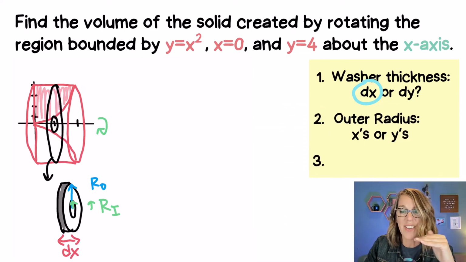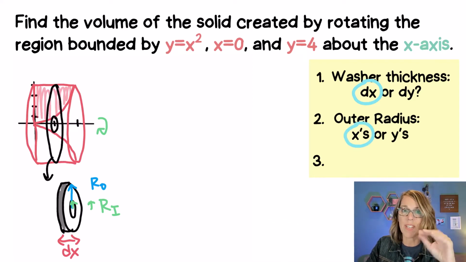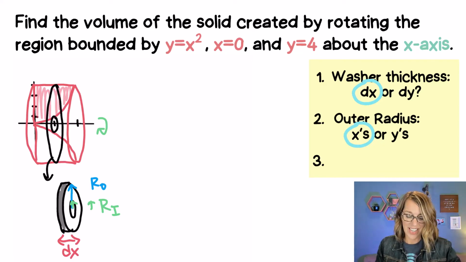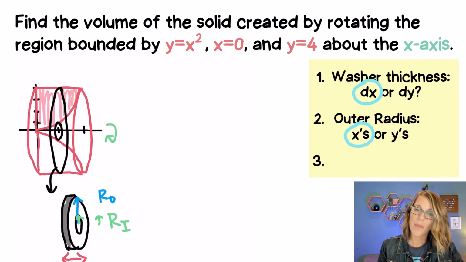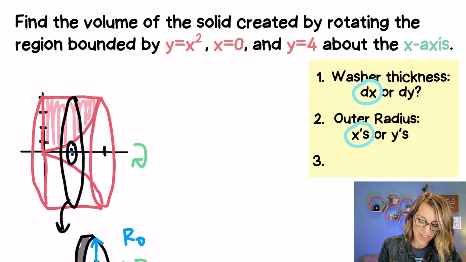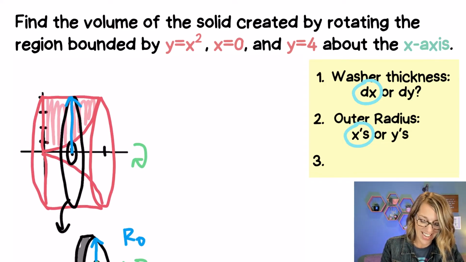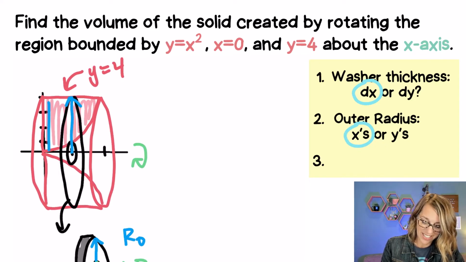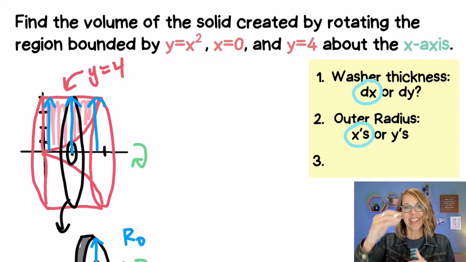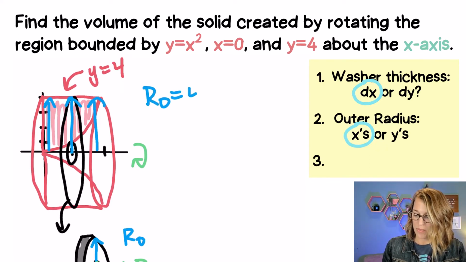I also need to decide, what is my outer radius? Well, everything is in terms of x, so I know that it's going to be in terms of x. If I draw my outer radius, and I'm going to try not to make this too messy, it measures from the axis of revolution up to that line. Remember that that line is y equals 4. It doesn't matter where I am along this solid, that outer radius is going to equal 4. So my outer radius is equal to 4.